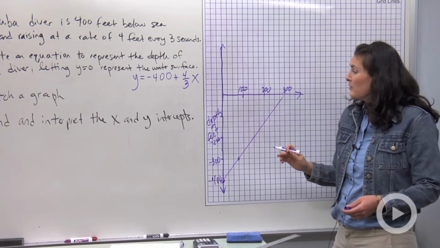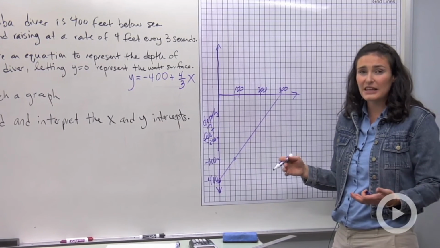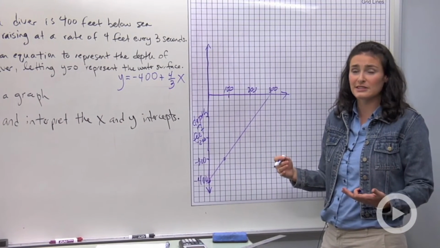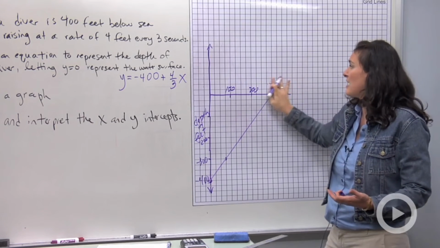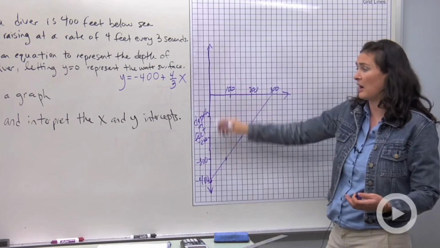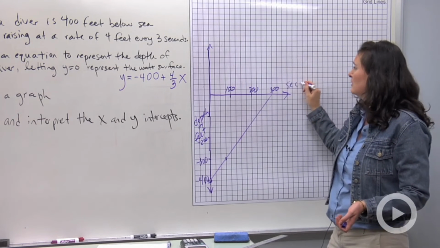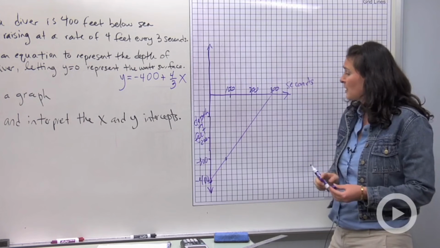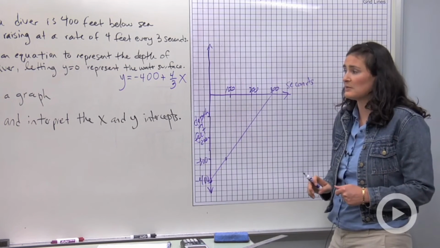One thing before I move on, I noticed that I forgot to label my x-axis. Please, please, please, especially when you have a real-world situation, make sure you keep everything labeled so you can keep track of how y represents feet, x represents seconds. Okay, so when the question asks me to sketch a graph, I'm all set. I used y equals mx plus b.